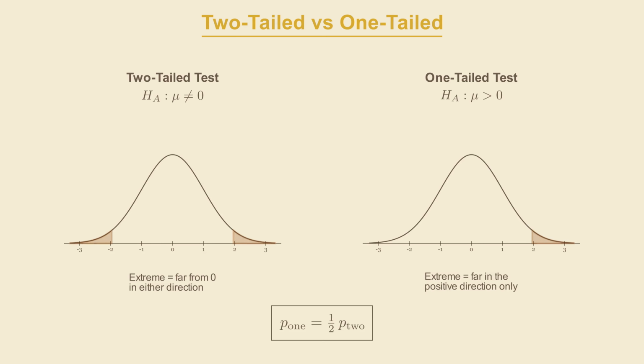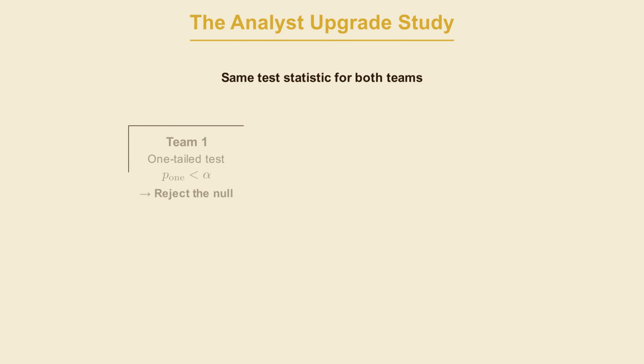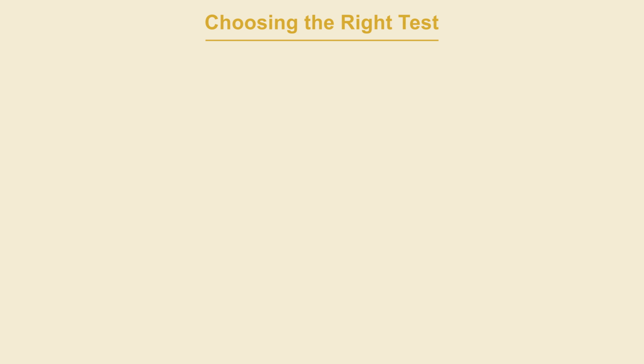In the analyst upgrade study, the test statistic was the same for both teams, but the first team computed a one-tailed p-value which fell below the significance level. They rejected the null. The second team computed a two-tailed p-value which was exactly twice as large, and it did not clear the significance level. They failed to reject. With the same data and same test statistic, they just had a different p-value and came to a different conclusion.